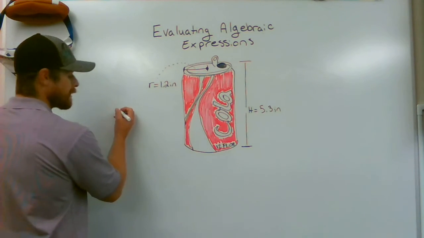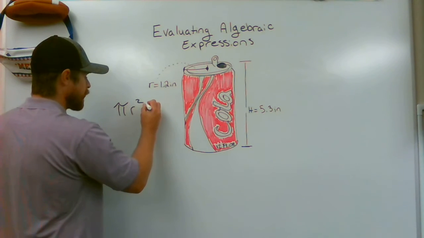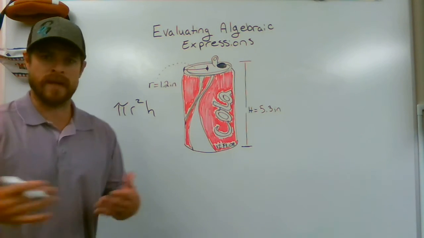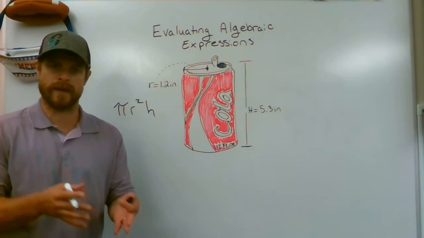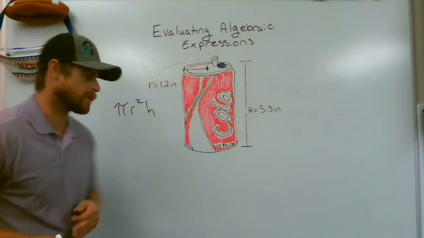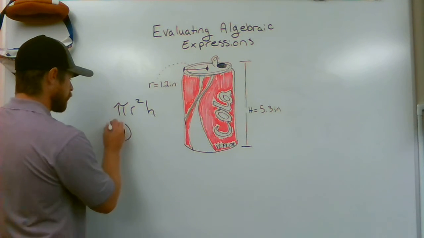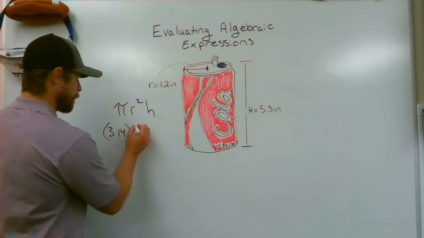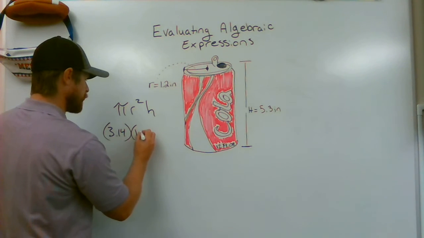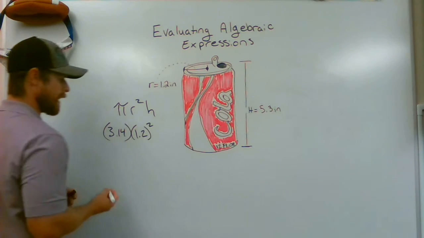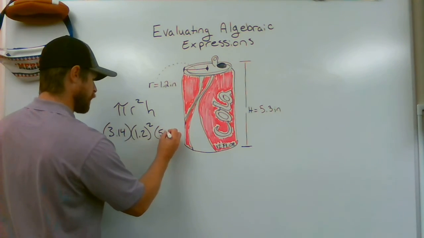So if I want to find cubic inches, all I got to do is use this expression, pi r squared times height. Now, PEMDAS comes into play here because you could make a mistake if you didn't know the proper way to use your order of operations. Pi, 3.14, times r squared, which is 1 2/10, so 1.2, and we want to square that. And then our height being 5 3/10, times 5.3.